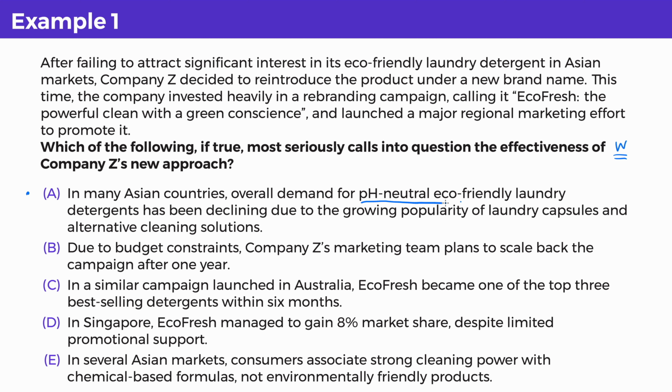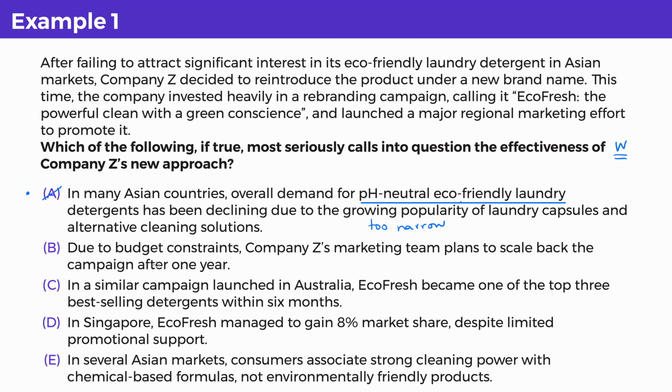This might seem a good option to you. However, really pay attention to one specific thing here. Here they are talking about pH-neutral, eco-friendly laundry detergents. But in the text, they only refer to eco-friendly laundry detergent and not pH-neutral. That means that this option is too narrow. So they are talking about a very specific kind of eco-friendly laundry detergent that is not specified in the text. So you can eliminate this one because it's too narrow.